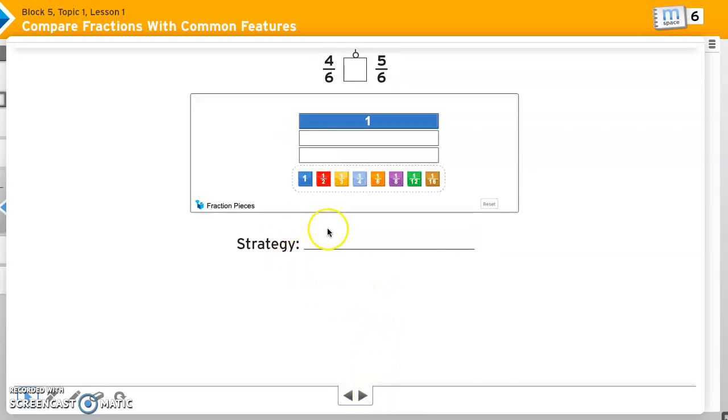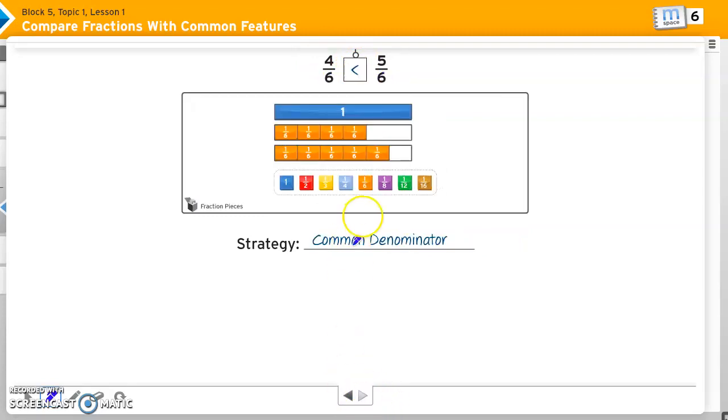One final one. You notice here we have denominators that are the same. That gives us the common denominator strategy. With the common denominator strategy, we focus on the numerators. We don't even have to worry about the denominators because the pieces are the same size. And 4 is less than 5. That can be checked by using the pieces, and you can see that that's absolutely the case. 4/6 is less than 5/6.